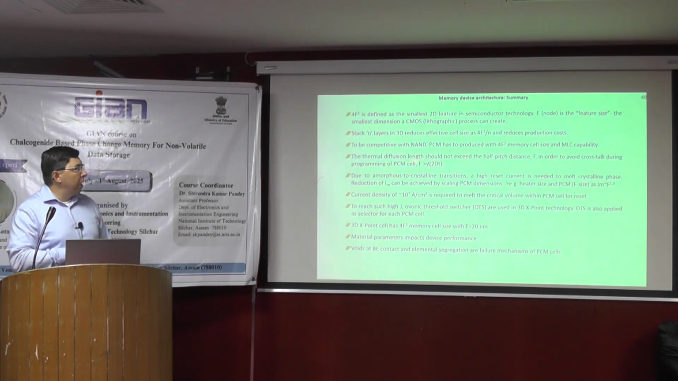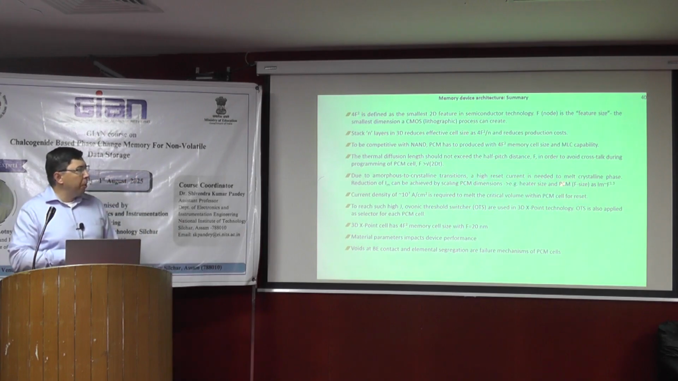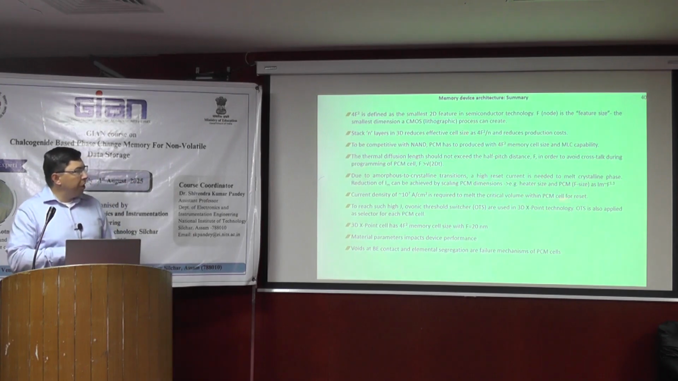The thermal diffusion length should not exceed the half pitch distance F in order to avoid crosstalk during programming of the PCM cell. Due to the amorphous to crystalline transition, a high reset current is needed to melt the crystalline phase. Reduction of melting time can be achieved by scaling PCM dimensions like heater size and PCM size. Current density in this range is required to melt the critical volume inside the PCM.